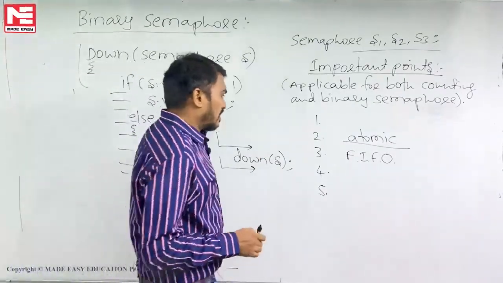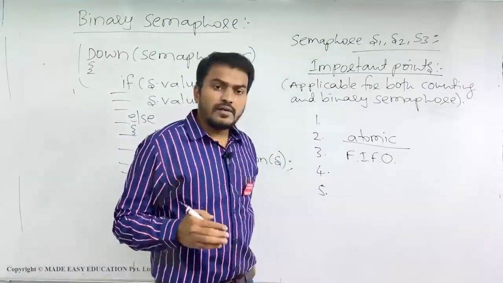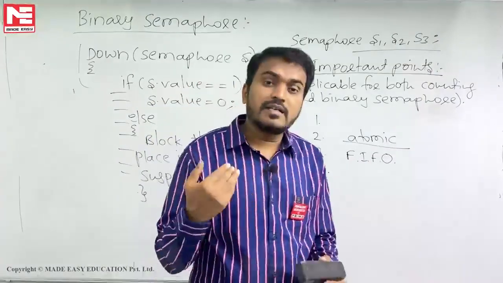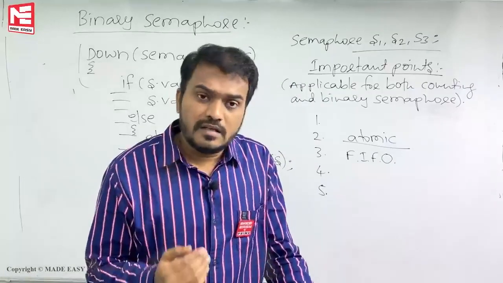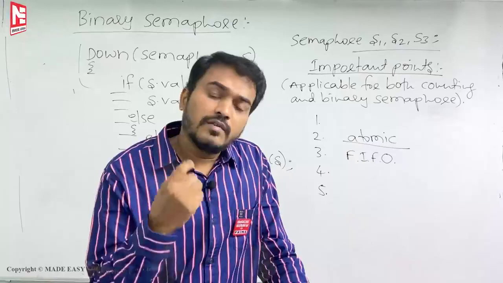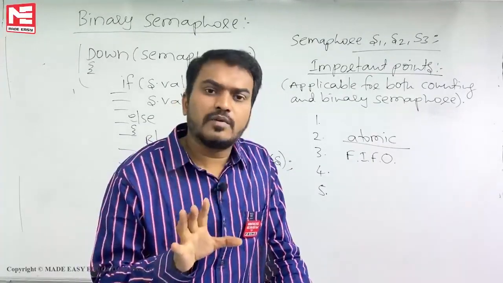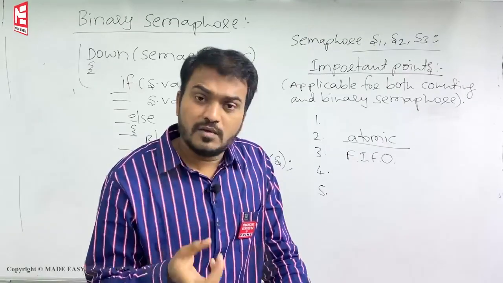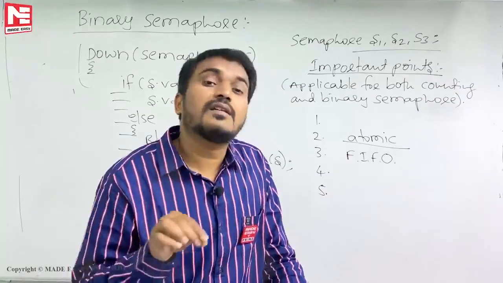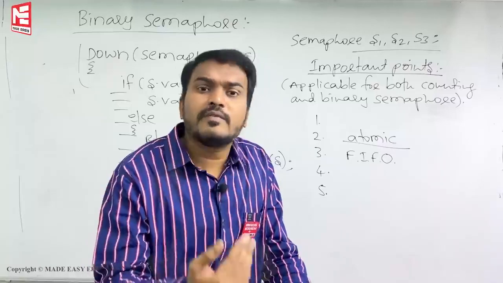Right. So next, the third point. Understand here. When more than one process is in the suspended list, every time you perform one up operation, only one process will wake up from the suspended list. If you perform one up operation, only one process wakes up, and that will be based on first in first out. It means whichever process was suspended first will be woken up first.